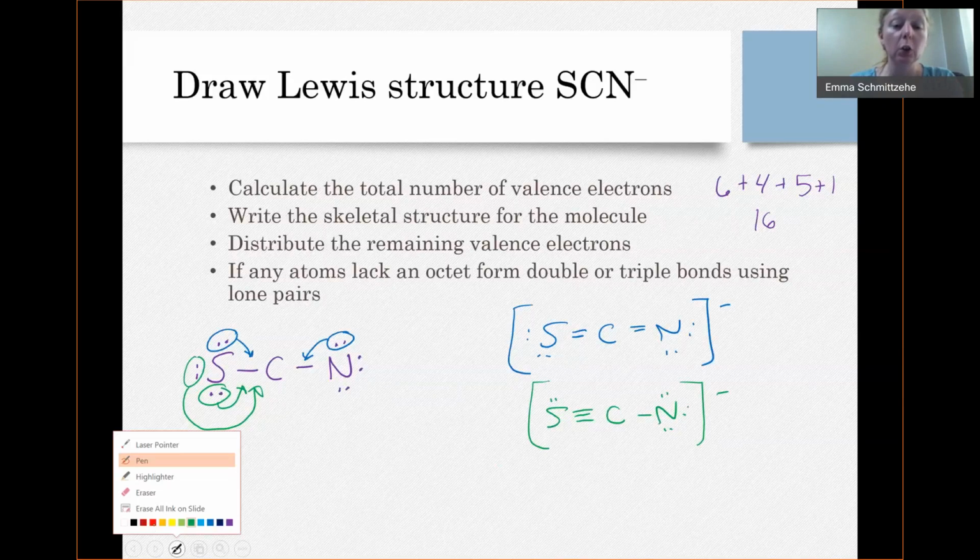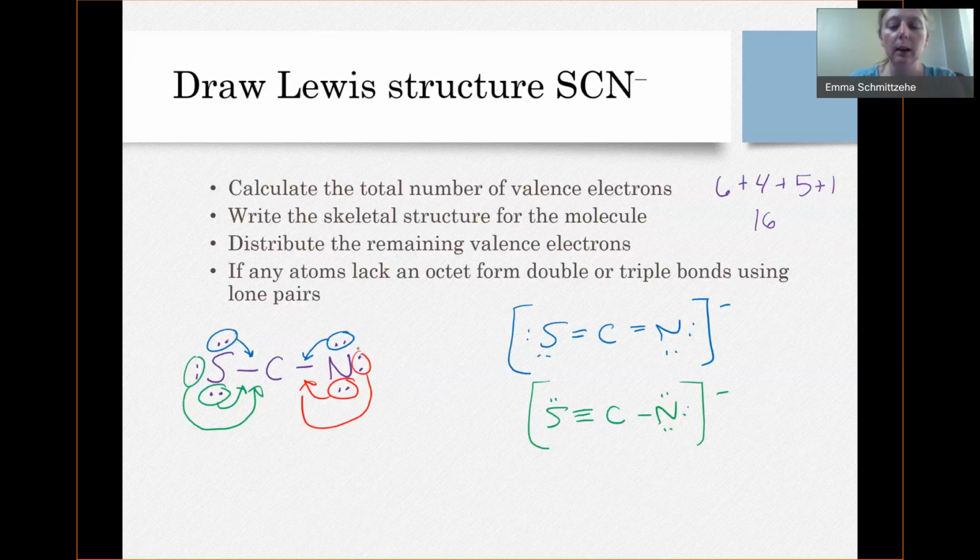On the other hand, we could share from just the nitrogen. If we shared 4 from the nitrogen, then I would have sulfur single bonded to carbon, and carbon triple bonded to the nitrogen. My nitrogen would only have a lone pair left, my sulfur would still have its original 3 lone pairs, and I would have that overall negative charge. So all 3 of these structures have octets on everything and a total of 16 electrons.